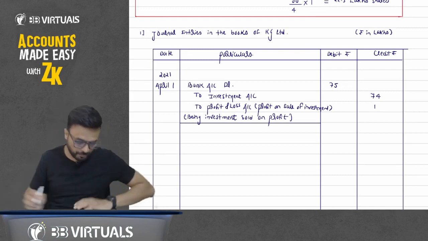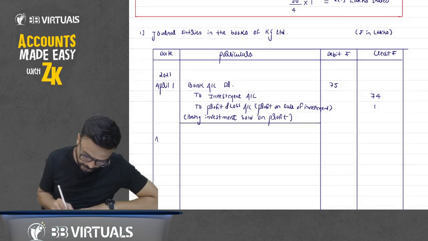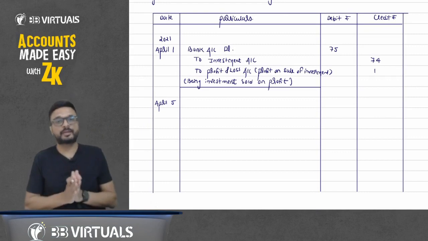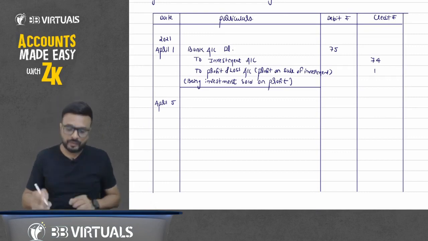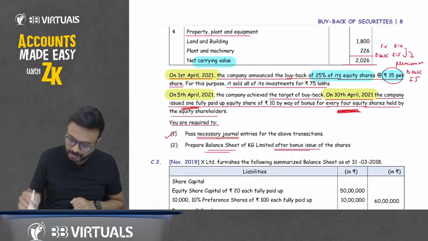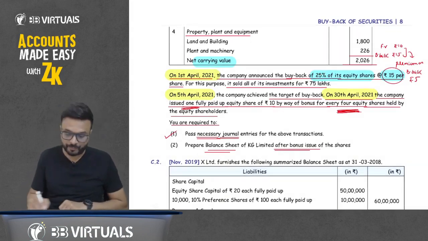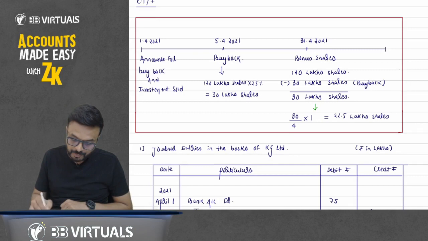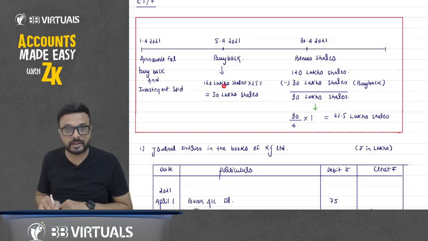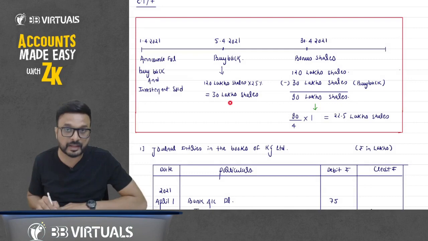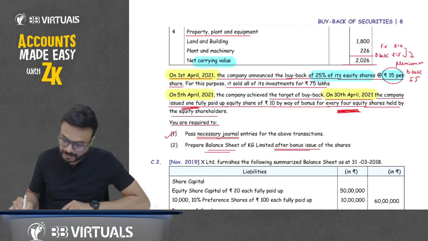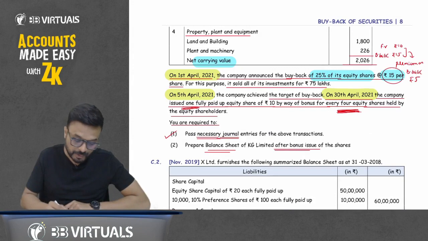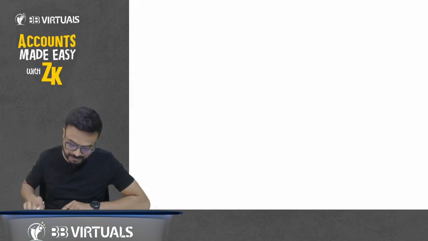Now on 5th of April, we have actually done the buyback. Now understand this point. When we do the buyback, how many shares? We are doing 25%. How much is that? 30 lakh shares. So 120 lakh shares, 25% buyback, it means 30 lakh shares. We are purchasing them at what price? 15 rupees. So do you remember those journal entries that we have discussed here?